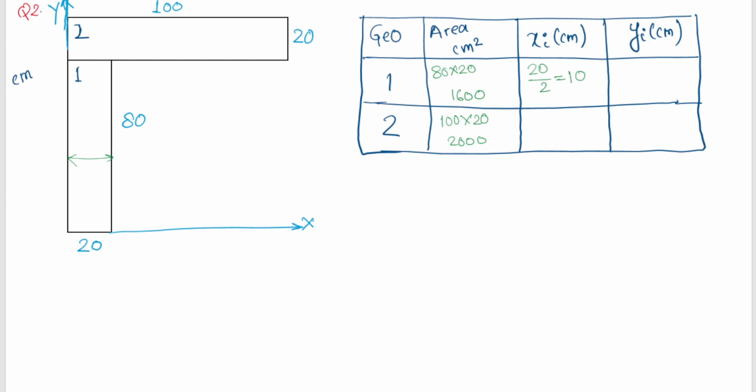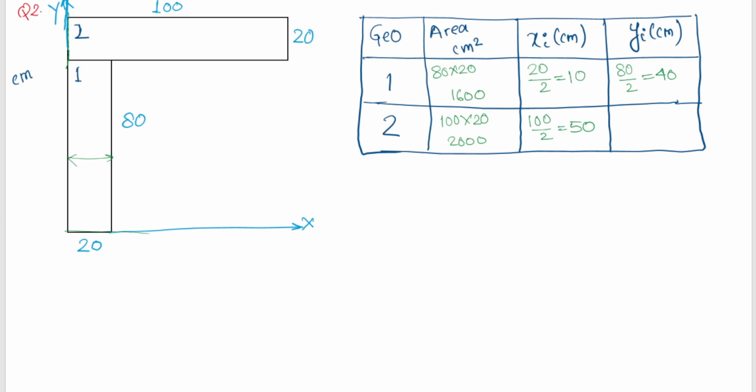And then y1 is centroid of the geometry 1 in y direction. So again you can see this is in contact with x direction, so it will be half of 80. So 80 by 2 is 40. Now same thing with area 2. Now in area 2, the extreme left side is in contact with the reference axis, so it will be half of the distance of the geometry. So 100 by 2 is 50.